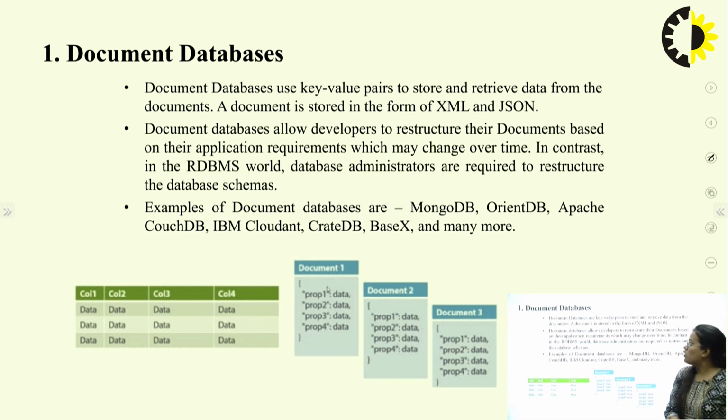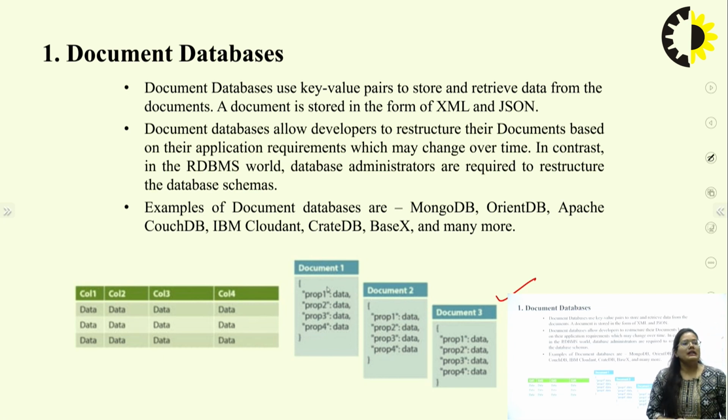Okay, first one is document database. Document databases use key value pairs to store and retrieve data from the document. A document is stored in the format XML and JSON. An example of the document database is shown below. This one. The above figure shows that the document database contains the data in JSON or XML format and can contain varying schemas. The document can be nested and indexed for faster querying.